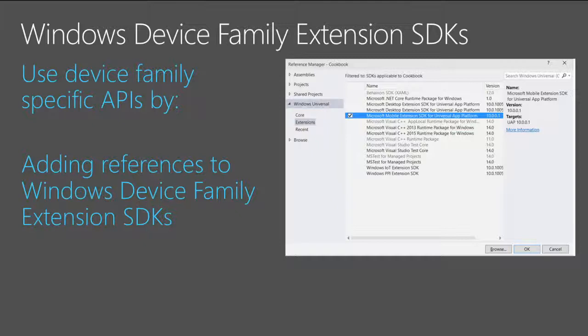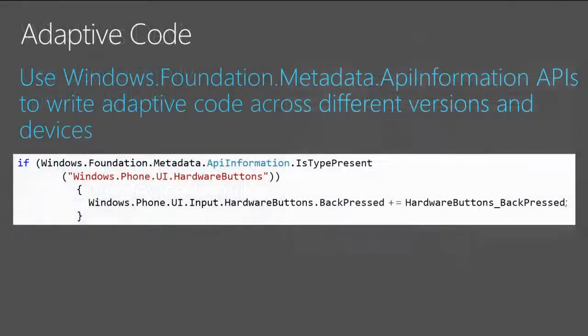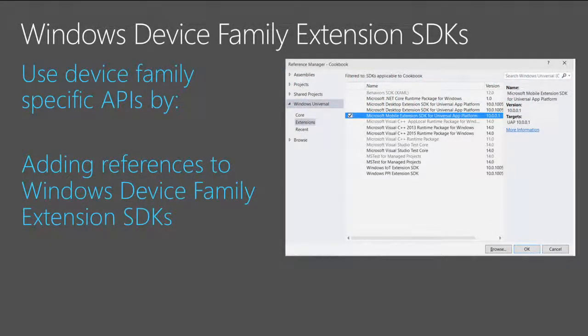So what separate Windows device teams have done, they have built their own extension SDKs. And if you want to, let's say, access an API only available on the mobile SDK, you would add a reference to the mobile extension SDK. If you're building an application for IoT, you would add a reference to the IoT extension SDK only if you're using an API that is specific to IoT, otherwise it doesn't matter. So let's do a quick demo of how to write adaptive code using Visual Studio 2015 and for a mobile device.